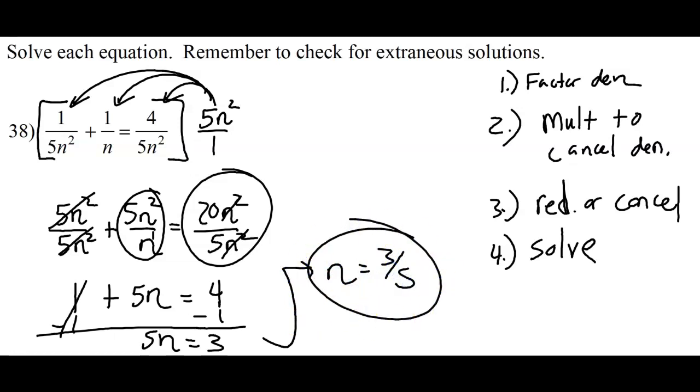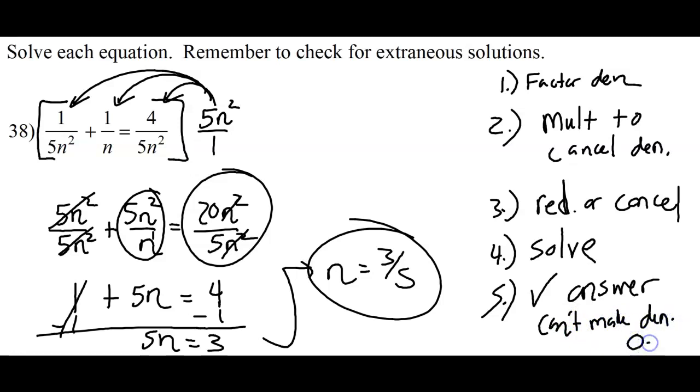Now, you might want to remember, this last step is check your answer. It can't make the denominator 0. Okay, so if you were to plug in 3/5 here, here, or here, would it make the bottoms become 0? No, it wouldn't. So it's a good answer. We're not allowed to have an answer that would make our denominators equal 0.